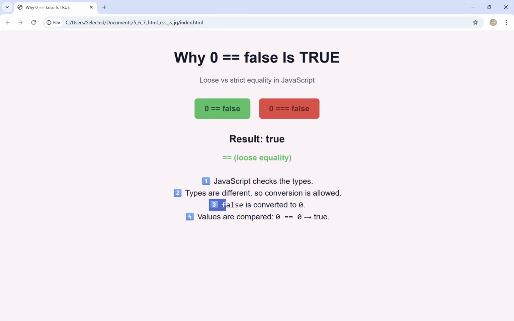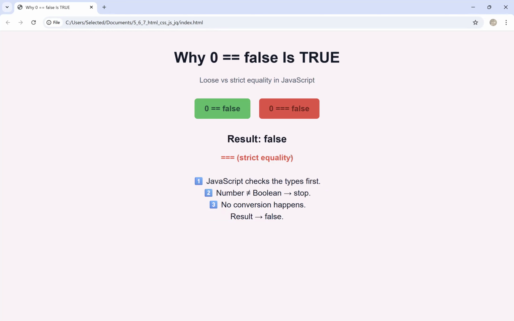And then what happens is that false is converted to the value of 0. Then the values are compared. Because 0 is equal to 0, we get the value true.